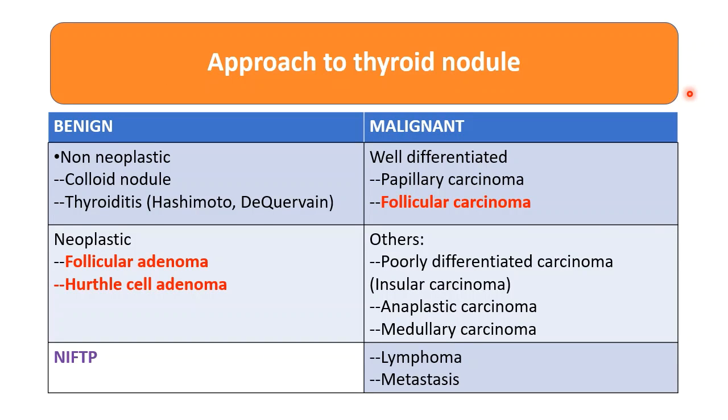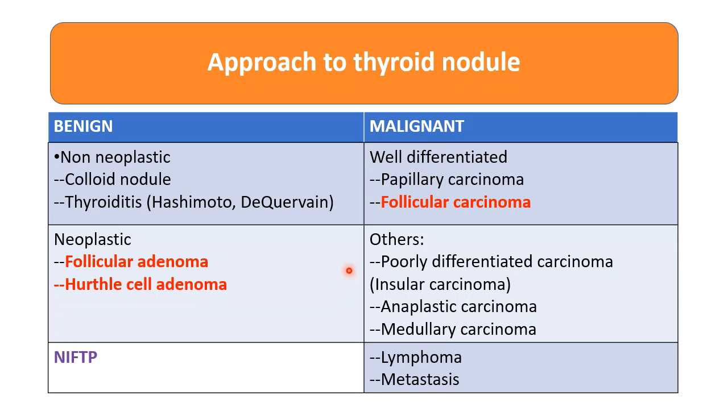So coming to approach to a thyroid nodule, whenever you have a thyroid nodule, you need to categorize it as benign or malignant. Benign lesions, we have seen 90 to 95% lesions are benign. Among the benign lesions, you can have non-neoplastic or neoplastic lesions. Non-neoplastic lesions can be colloid nodules or thyroiditis, most common of which is Hashimoto's thyroiditis. And among the neoplastic lesions, we have follicular adenomas and Hurthle cell adenomas.